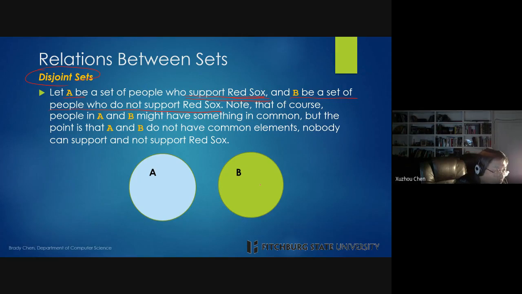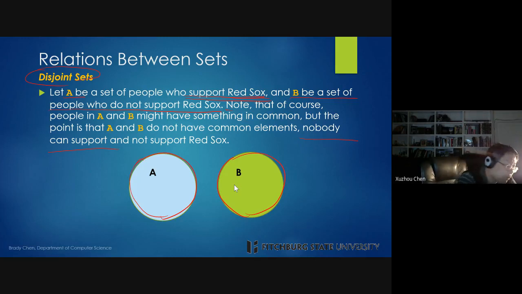So that's the point. That's why we need to understand that the people in A and B might have something in common, but that's not the point. The point is, nobody can support and not support the Red Sox. But in this case, it's called disjoint set. A and B have nothing in common.